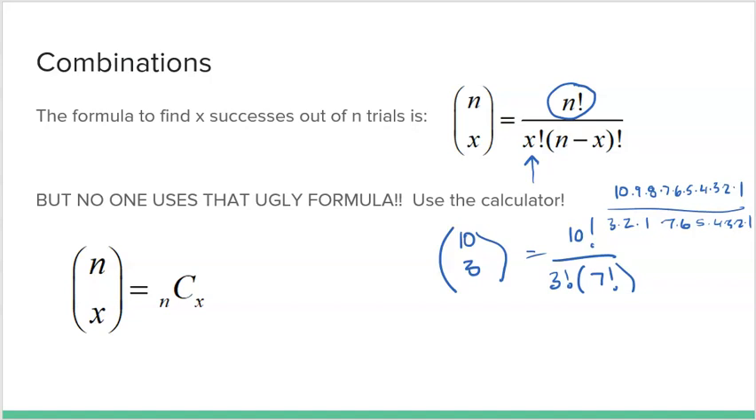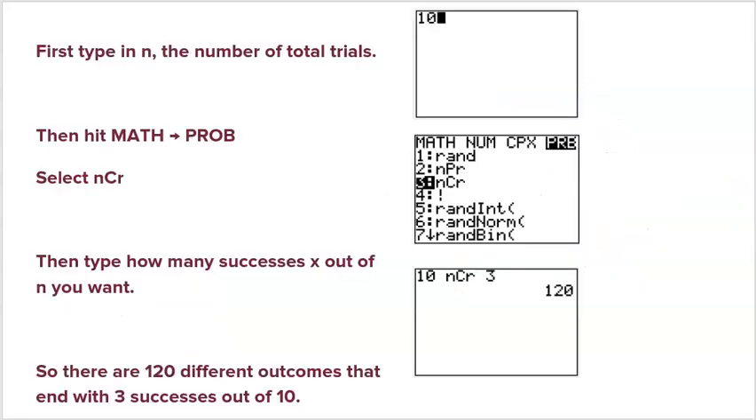You know what? Our calculator could do it all for us. So we don't even have to do that work. We have a command on our calculator that looks like this: 10 choose 3. And this command does exactly the math here. So instead of us doing the math, we could have our calculator do it for us. Here is how you get that command. First, type in the total number of trials, 10. Type that in first. Then go and hit math, then hit probability, and then you're going to select option number 3, which is the NCR. That'll bring the NCR to the screen.